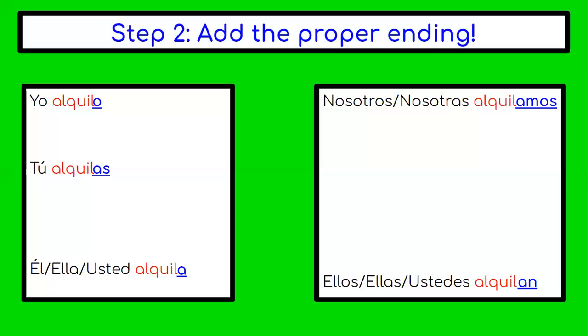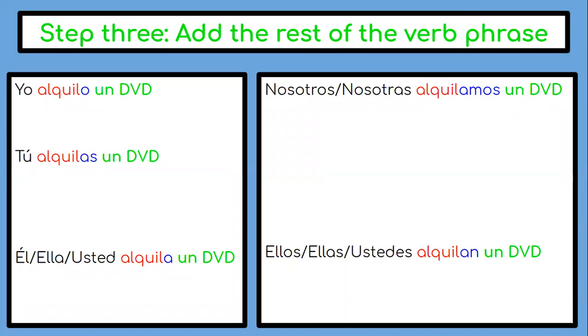These should be semi-familiar to you because, like I said, we have worked with this chart in the past and we have conjugated other verbs as well. Step 3, since we had a phrase which was alquilar un DVD, you're going to go ahead and add the rest of the verb phrase back onto your sentence now that everything has the proper ending. So you should have, for example, yo alquilo un DVD, tú alquilas un DVD, él, ella, usted alquila un DVD, nosotros, nosotras alquilamos un DVD, ellos, ellas, ustedes alquilan un DVD.